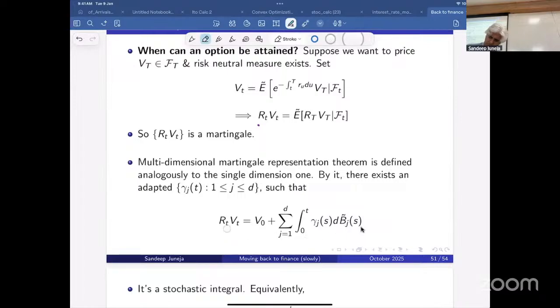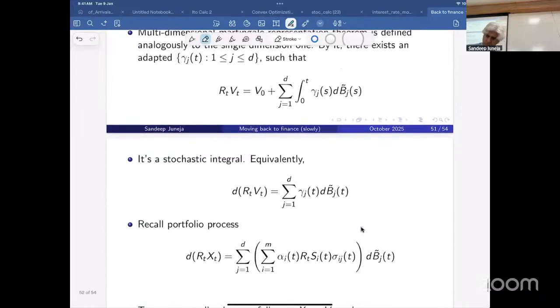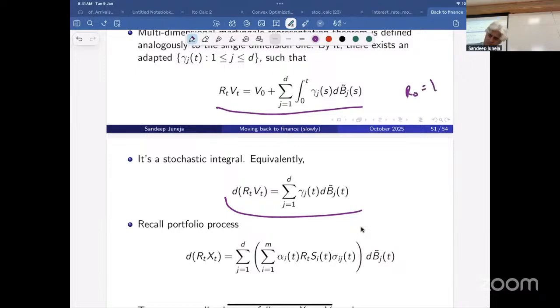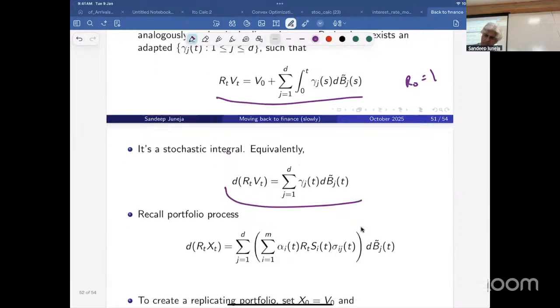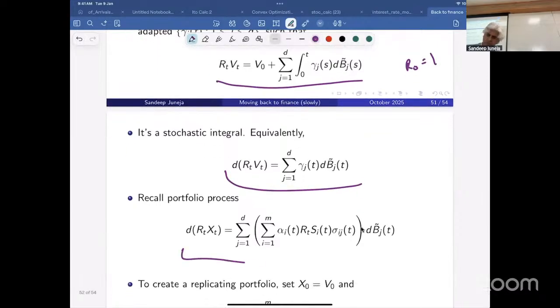All right, so what am I going to do? I'll first just rewrite this in the following manner, with shorter notation. Nothing has changed. It's the same thing as here. R0 is just equal to 1, right? And any portfolio process, any self-financing portfolio, looks as follows. We just saw that.